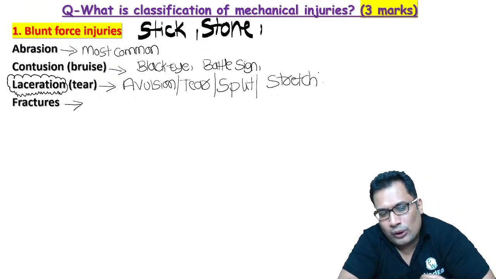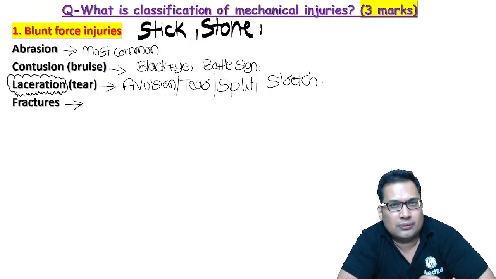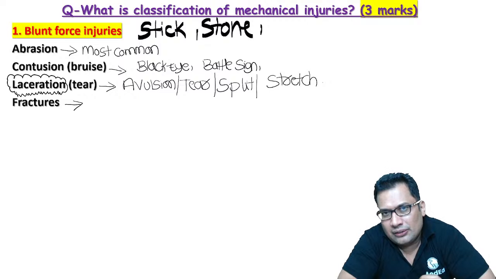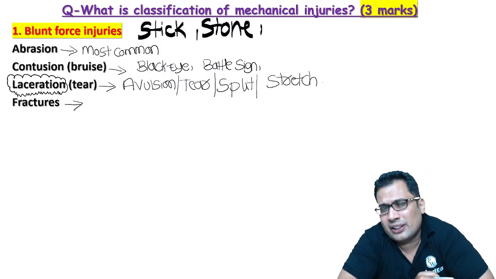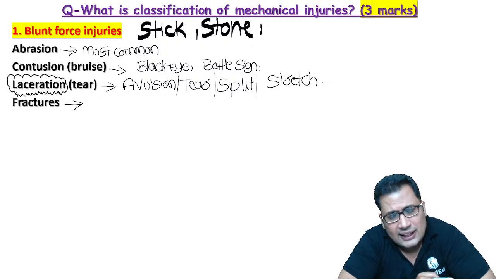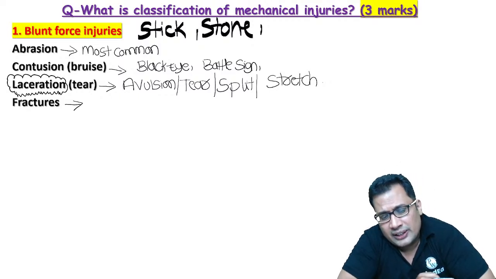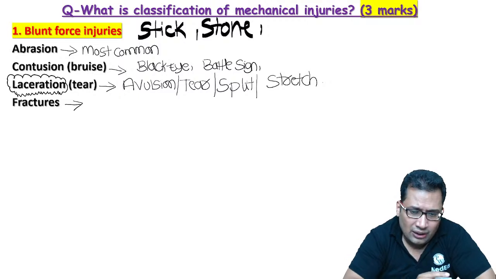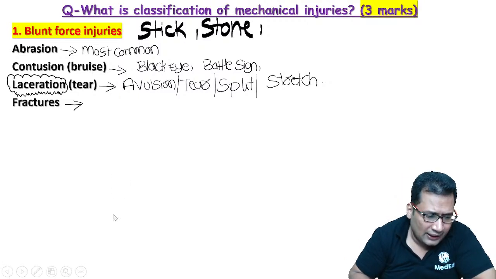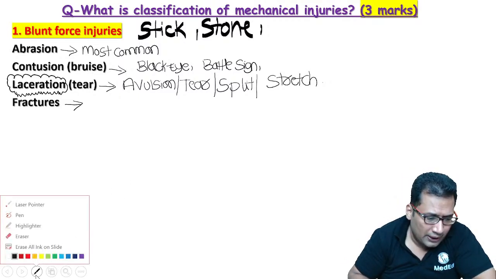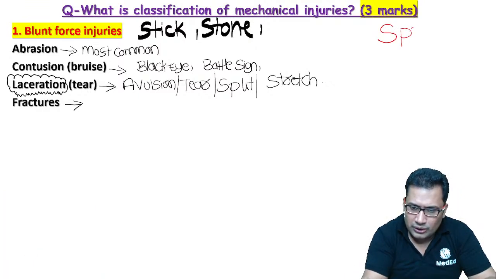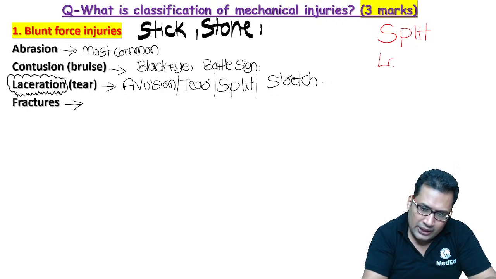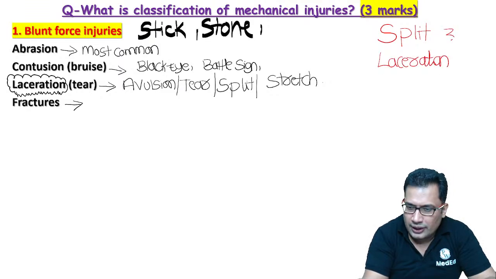So basically there are 4 types: avulsion laceration, tear laceration, split laceration, stretch laceration. In some books it is given as cut laceration, but cut laceration is not a correct term actually. One very commonly asked question is split laceration. After the class, you just go through this. This is very important, a 3 marks question.